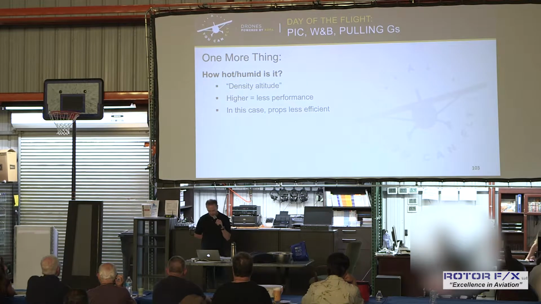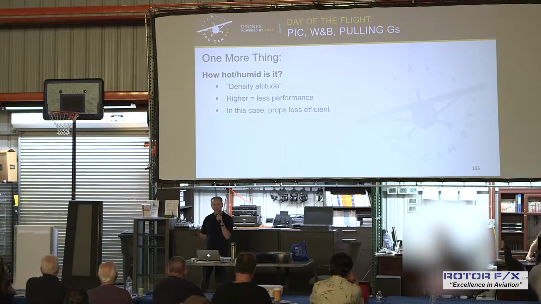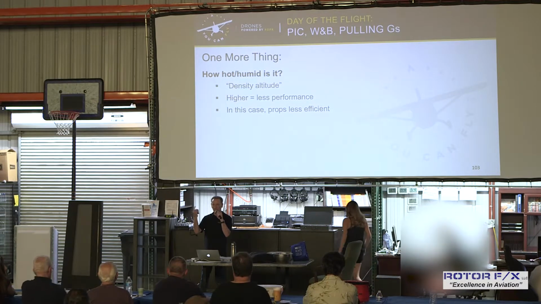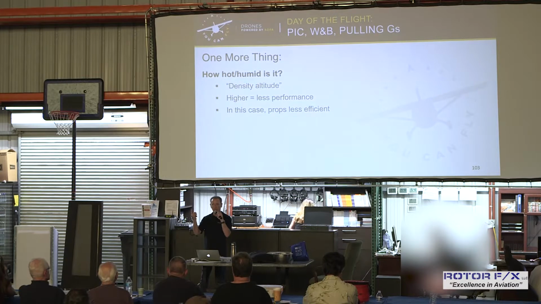Because hot air is less dense than cold air. So you're losing the air density, therefore you're losing lift. Your propellers are spinning at the same rate, but they're not generating as much lift. And the question then becomes again, do you have enough power in your system to override the lift that is absent because of the density altitude?